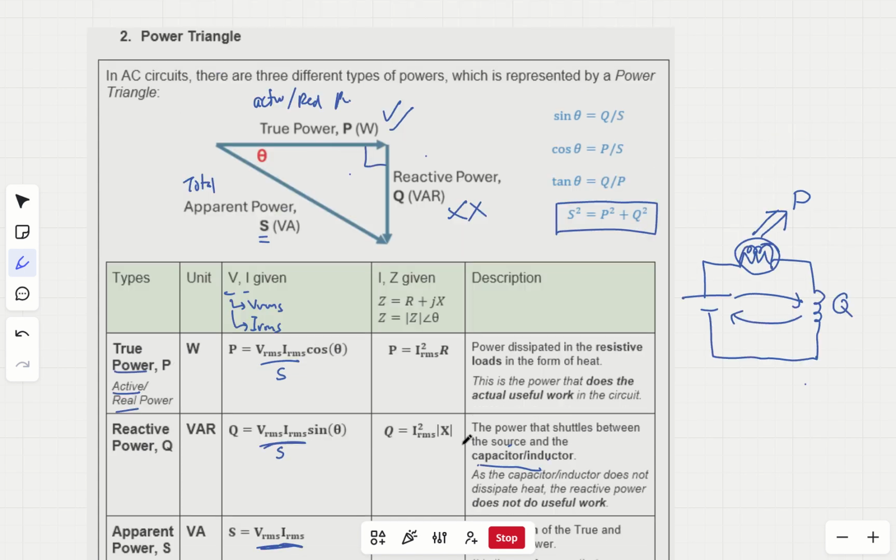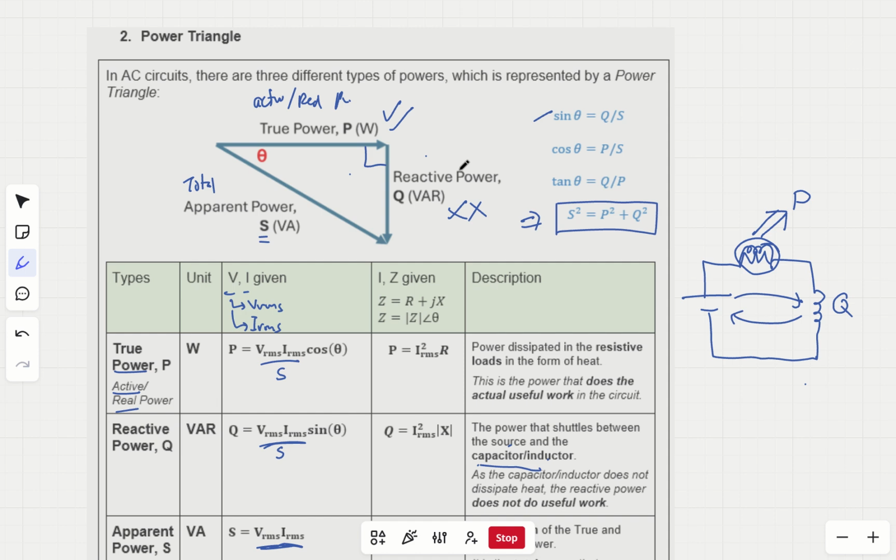The other thing is, since this is a right hand triangle, we can also use all the trigonometry relationships. Okay, if the angle and one of the powers is given, you can use the trigonometry like sine, cos or tangent to find the other two powers. Okay, if any two of the powers are given, you can use the Pythagoras theorem to find the other power.